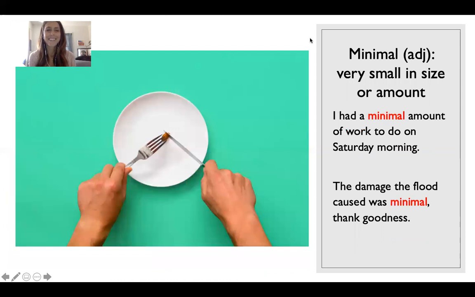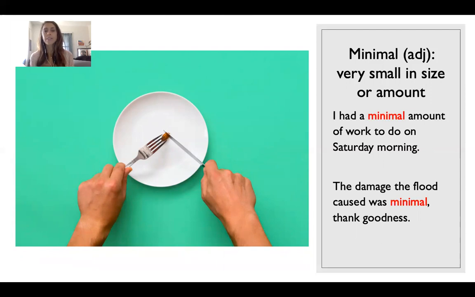Okay. Does this picture make you feel hungry? Probably not, right? Because there's a minimal amount of food on that plate. It looks like one almond. So minimal is an adjective. It means very small in size or amount. I had a minimal amount of work to do on Saturday morning. Means I didn't really have much to do on Saturday morning.